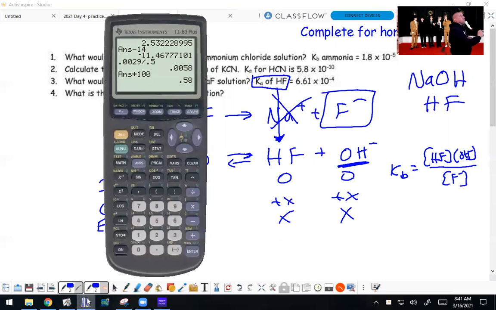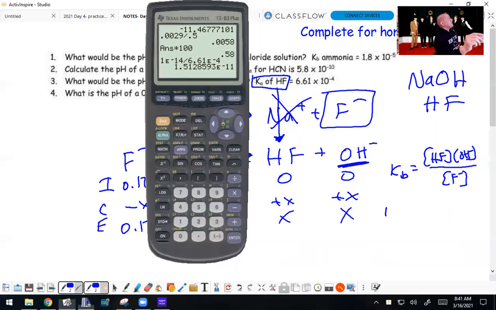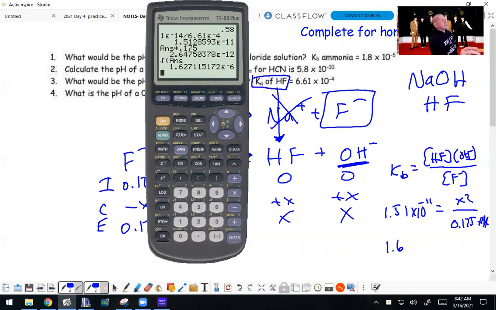I'm not going to write down the work. I'm just going to do it. So we're going to have 1 times 10 to the minus 14 divided by 6.61 times 10 to the minus 4. So the Kb is 1.51 times 10 to the minus 11 equals X squared over 0.175 minus X. Ignore the minus X. I'm not even going to do the percent ionization. Look how far off they are. Times 0.175, square root. 1.63 times 10 to the minus 6 equals X equals the OH minus.